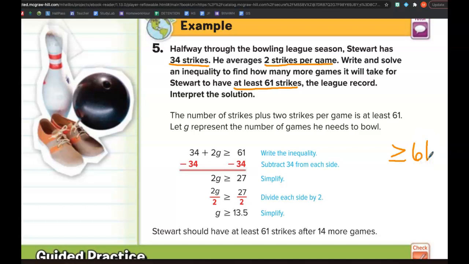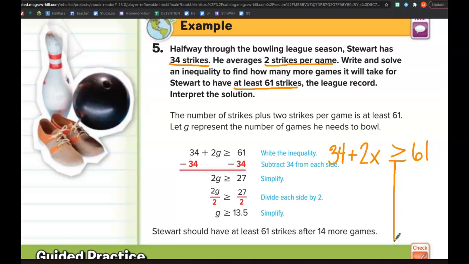How many does he already have? 34. Is he going to get some more, hopefully? So what does more mean? Add, subtract, multiply, divide. Add. Okay, and how many does he get per game on average? 2. Do we know how many games he is going to play? So if he has 2 per game, what operation would that be? Multiplication. So 2x.